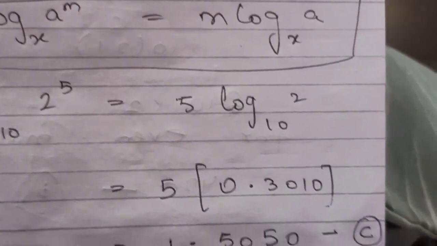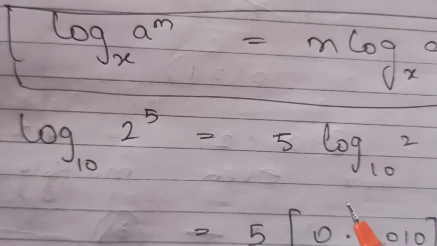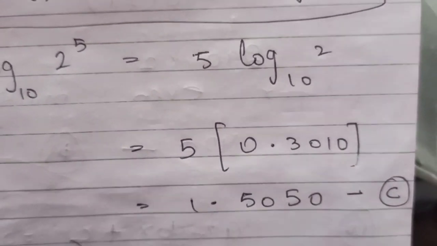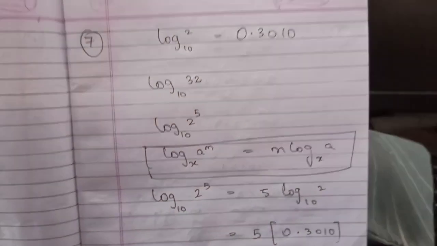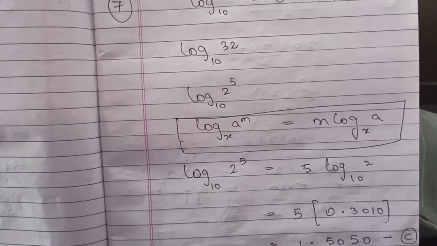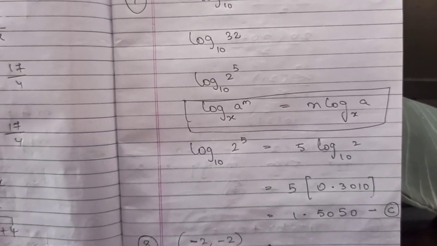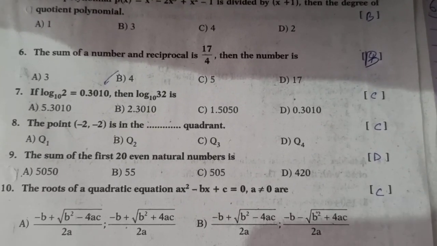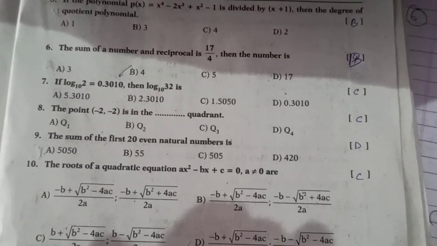So in the place of this, we will write the value 0.3010. If you multiply this, you will get 1.5050. That's option C. So option C is the correct answer. So the answer is option C, 1.5050.